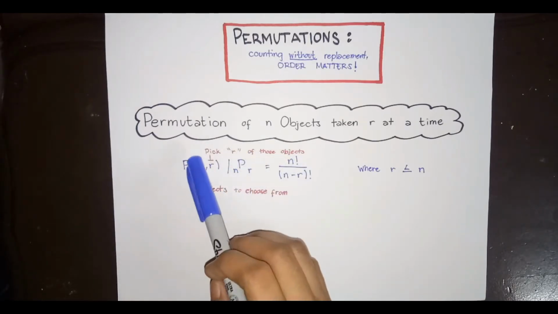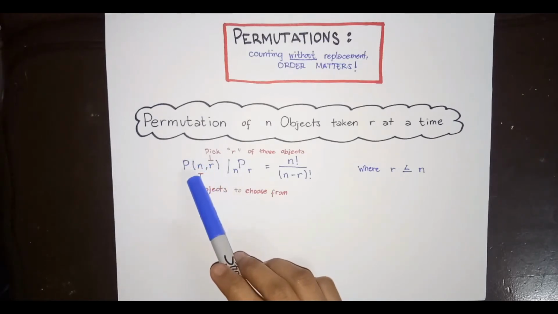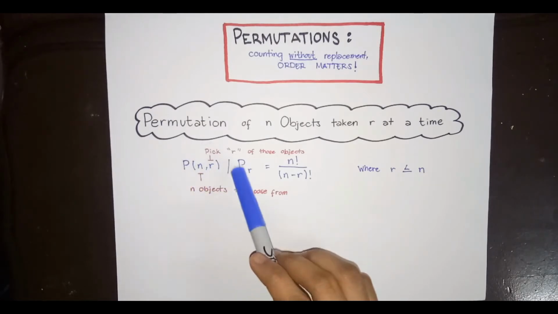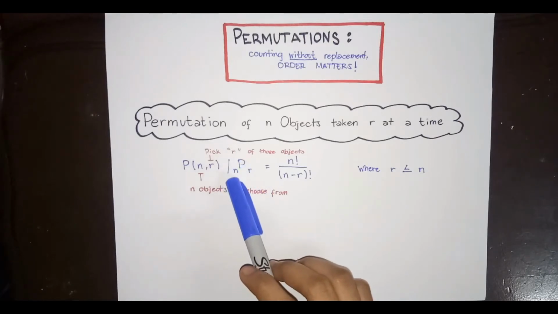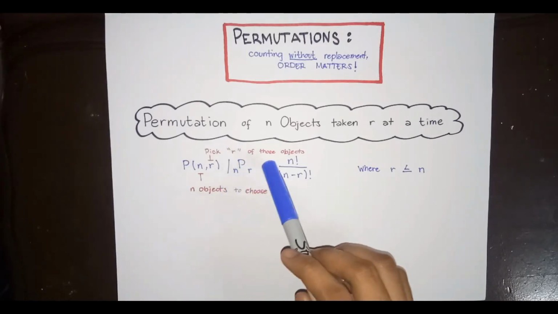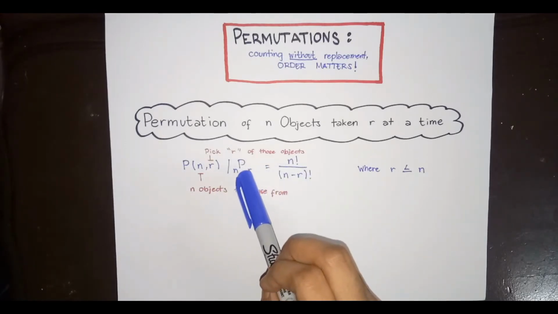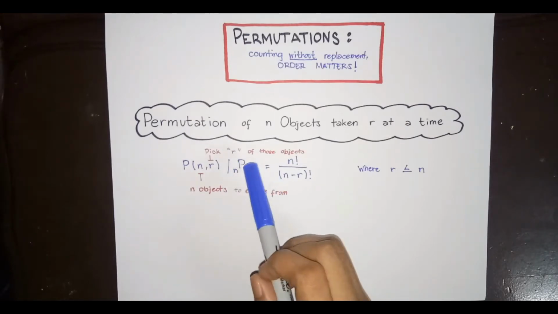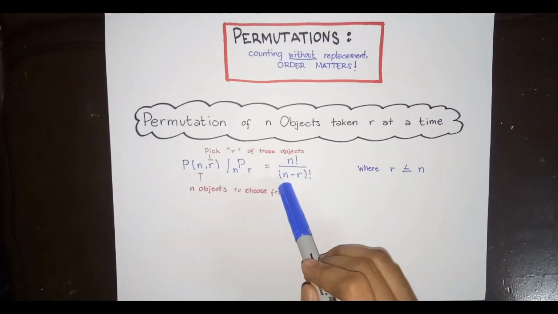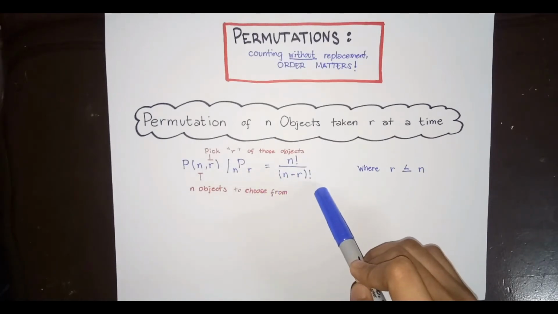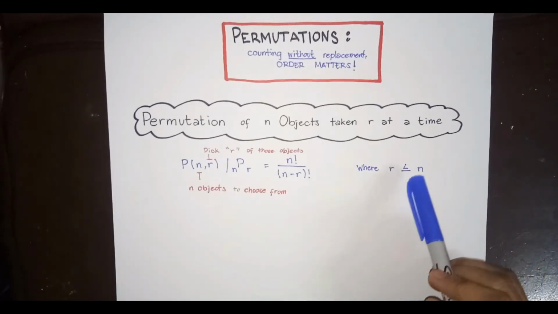You can choose either of these two ways to write it: either P with parentheses, n objects taken r at a time, or we could use the capital P and put n objects on the left-hand side and take r at a time on the right. So the general formula is P of n objects taken r at a time equals n factorial over n minus r factorial, where r is less than or equal to n.